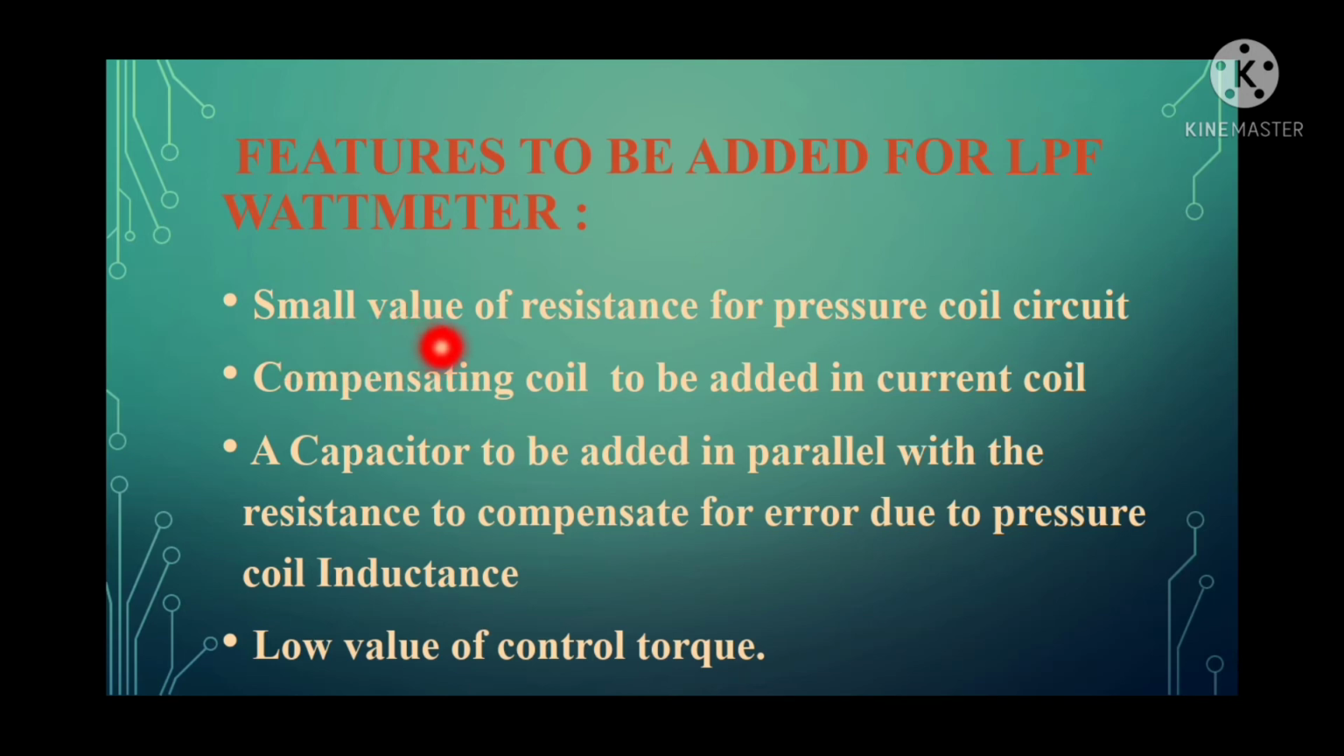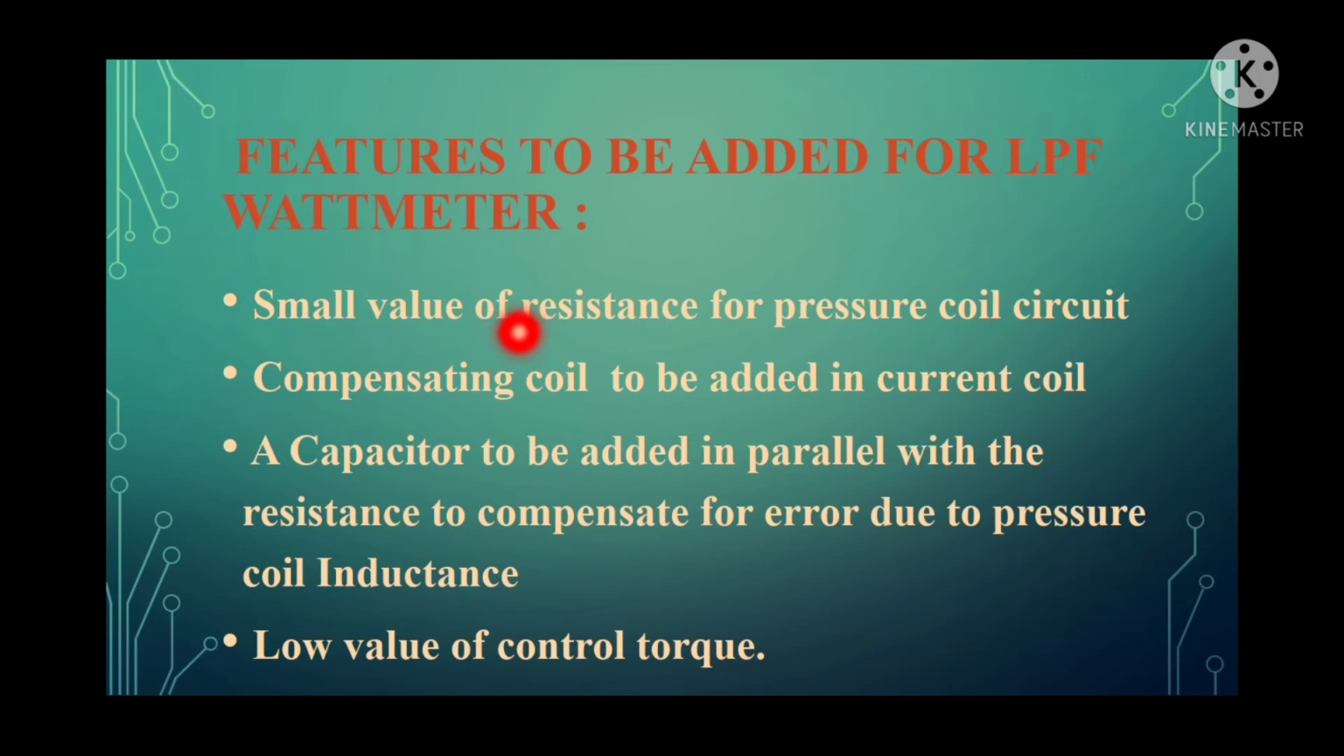The first feature that we have to add is a small value of resistance for the pressure coil circuit. Since the torque equation depends on pressure coil current as well as the current coil current, the current through the pressure coil has to be increased so that the deflecting torque can be improved. So to increase the current through the pressure coil, we need to make the resistance in the pressure coil circuit a low value.